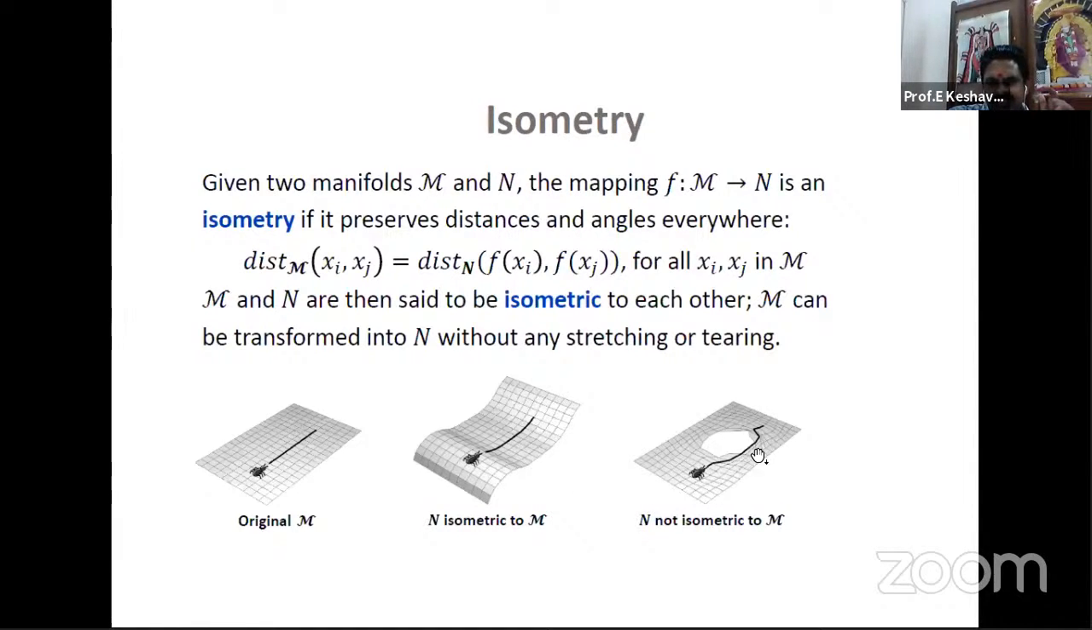Why? Because see this, the shape is like this. This is isometric. It is preserving the distance and the angle everywhere, but not in this case. So this is the original m, this is an n isometric to m, and this is an n not isometric to m.